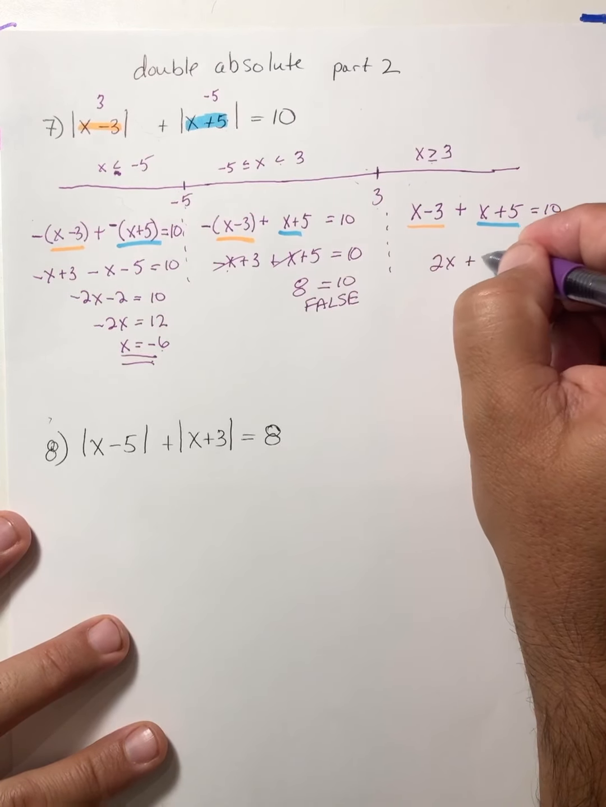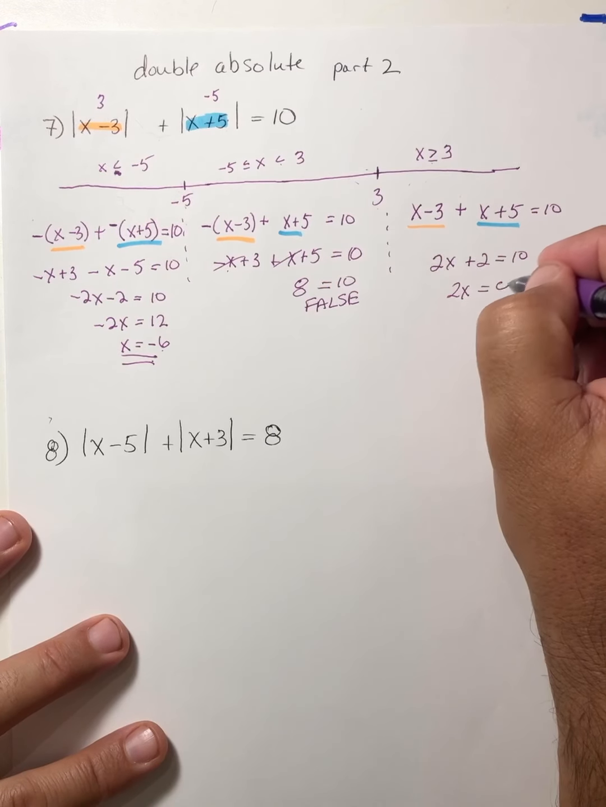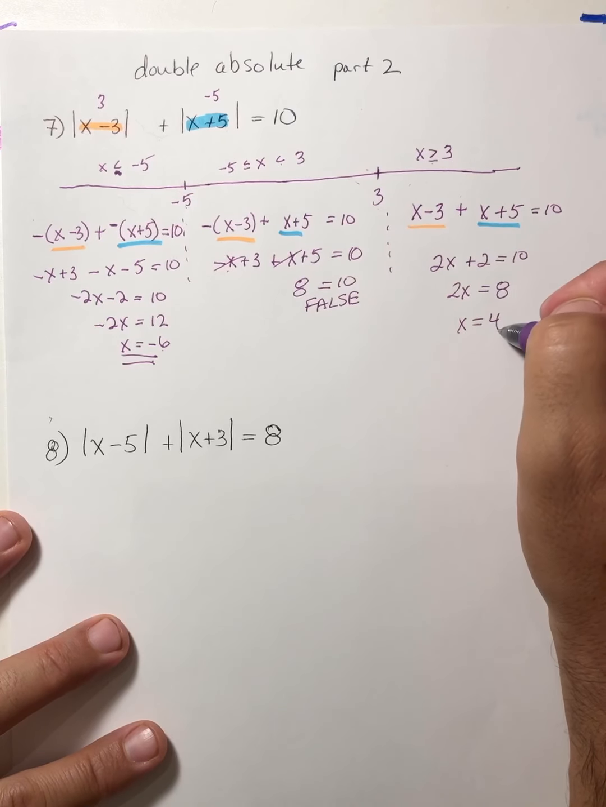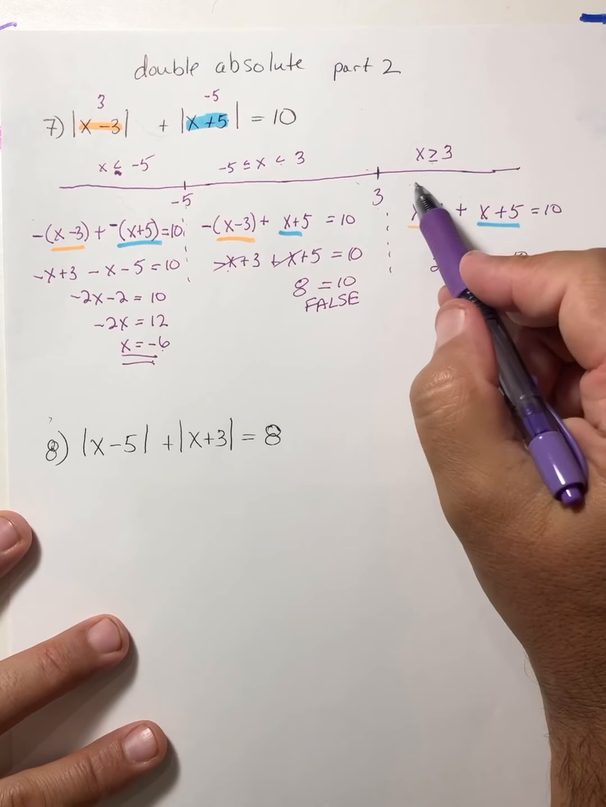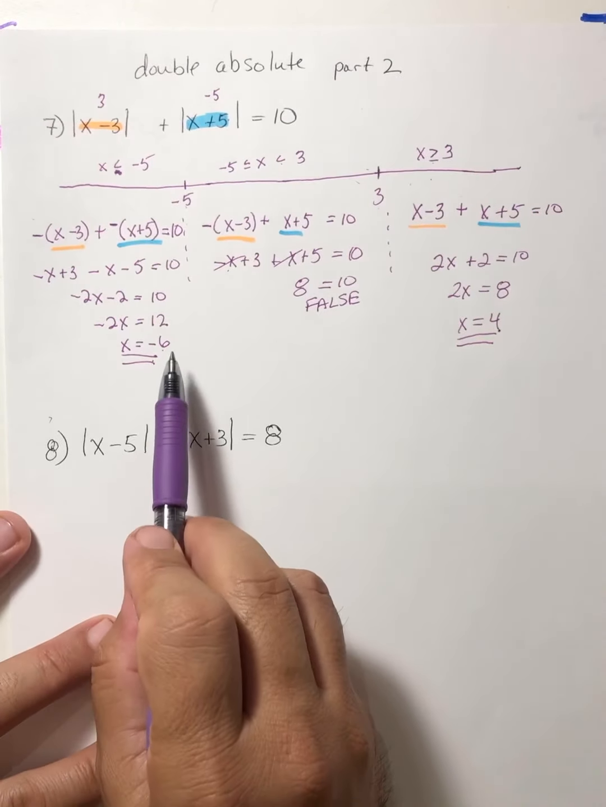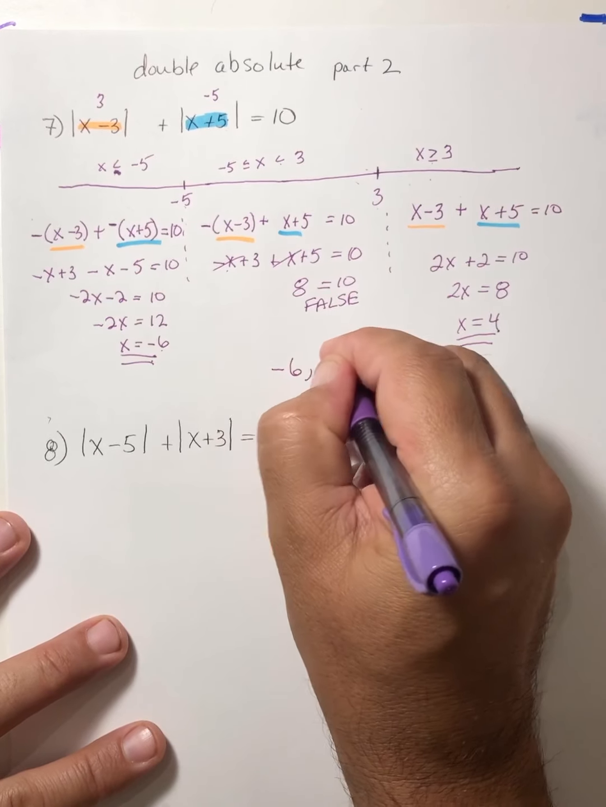Combine. Subtract 2. And I'll divide. Well, we came up with 4. Is 4 in the correct region? Yeah, 4 is certainly bigger than 3. It's a keeper. So here we only had 2 answers, negative 6 and 4.